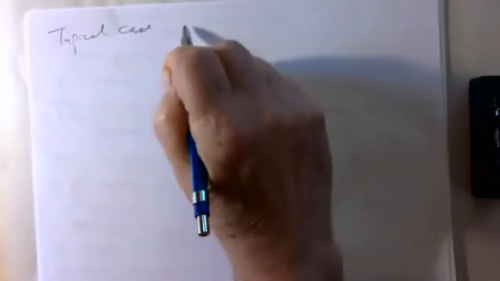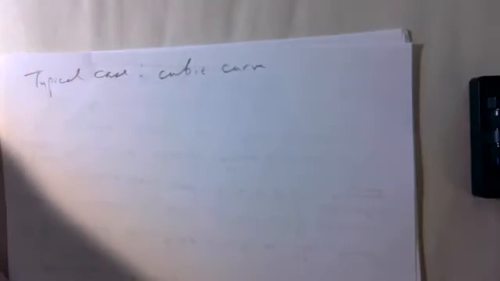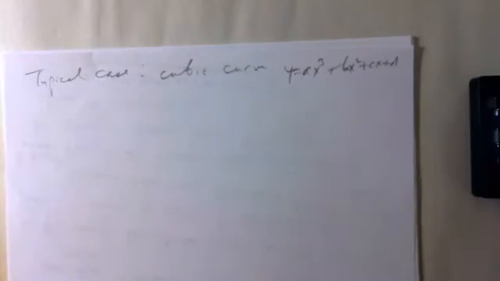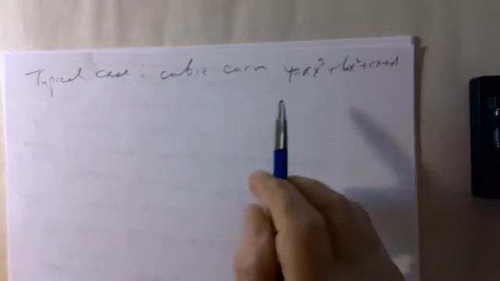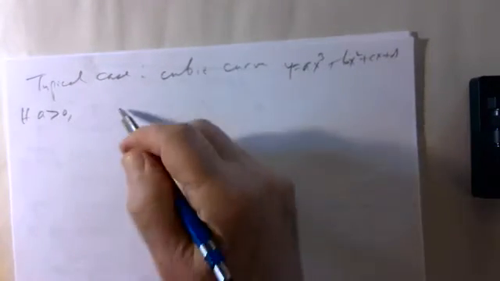The typical case is a cubic curve, a function like y equals ax cubed plus bx squared plus cx plus d. A quadratic curve, that's just bx squared plus cx plus d, is a parabola. A cubic curve, if a is positive, always looks like that.